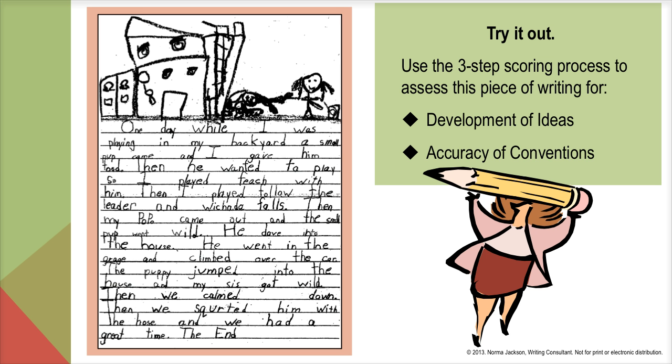Now you try it out. Use the 3-step process to score this piece of writing for the development of ideas and the accuracy of conventions. Follow along as I read the example.